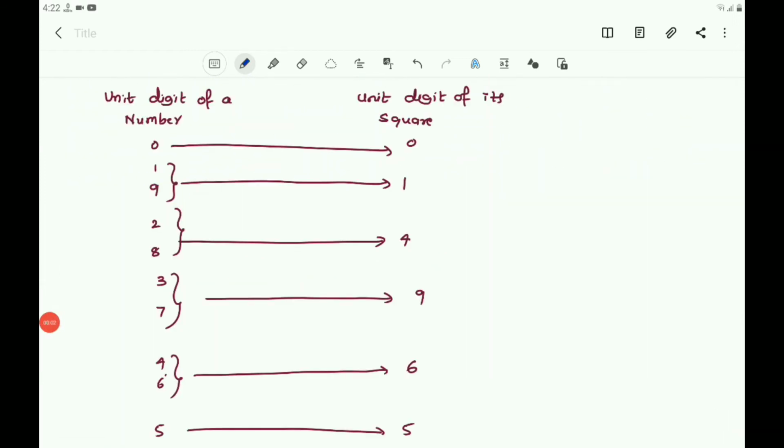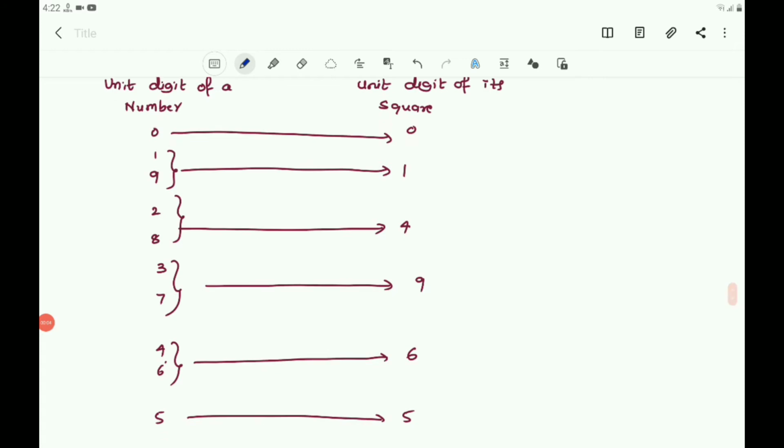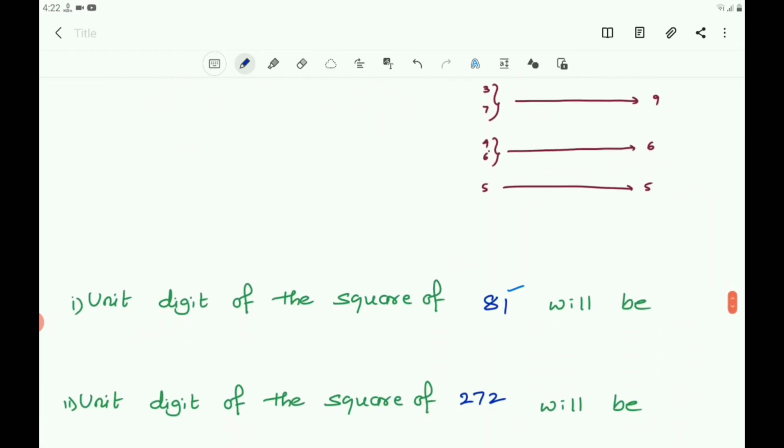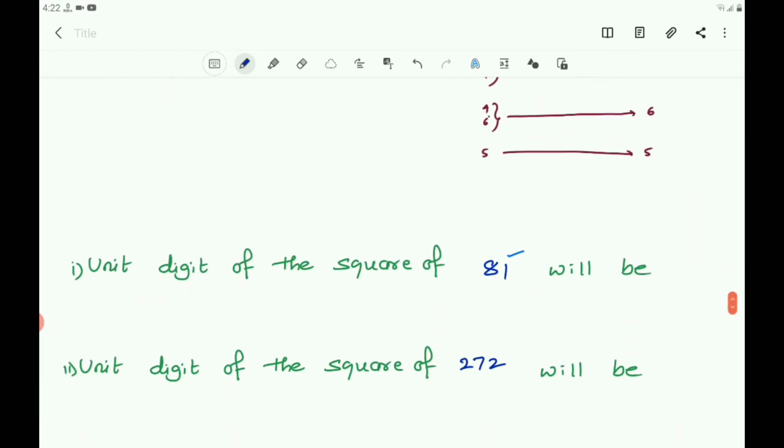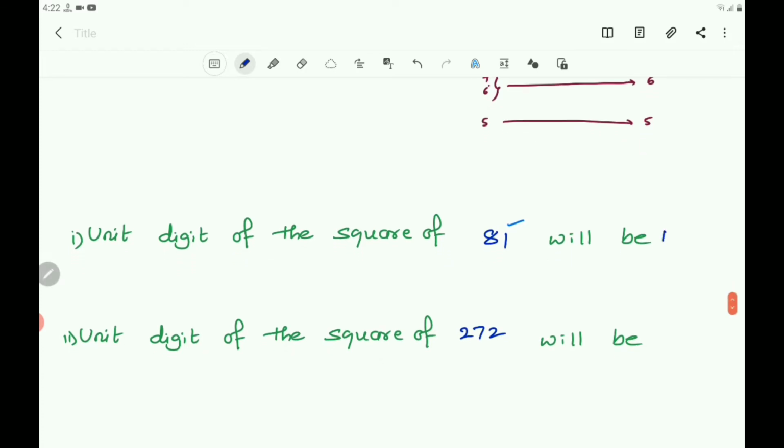With the help of this concept, let us find the unit digit of the squares of the given numbers. The first one is the unit digit of the square of 81. The unit digit of the square of 81 will be 1. Why is it 1? Because 81 has 1 in the unit place, so its square also has 1 in the unit place. Therefore, you can write that the unit digit of the square of 81 will be 1.